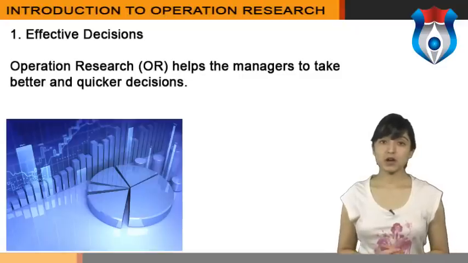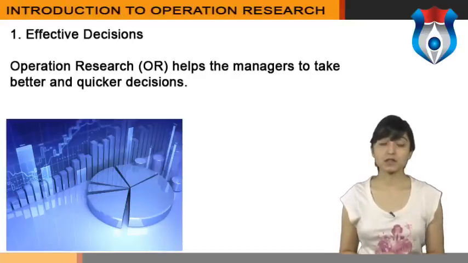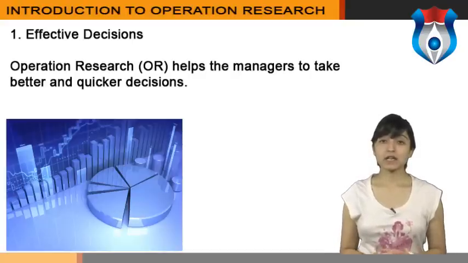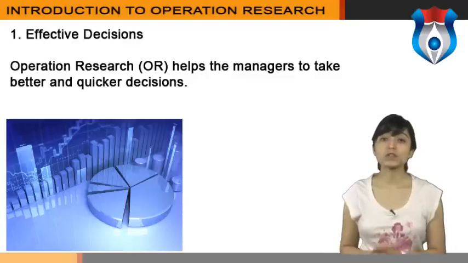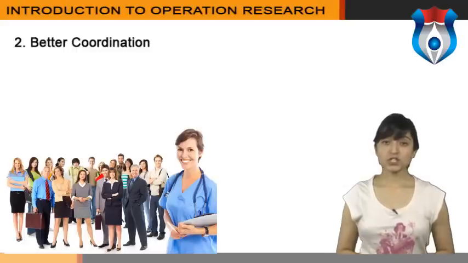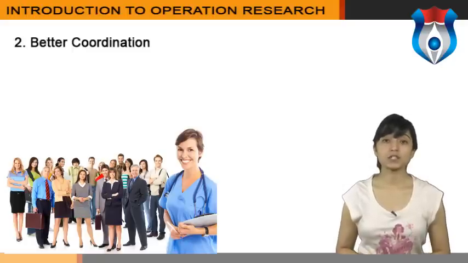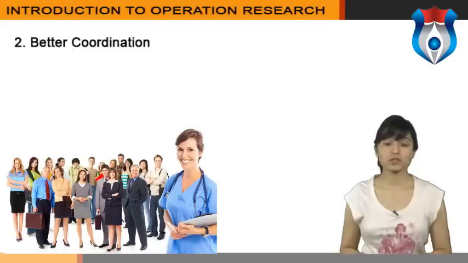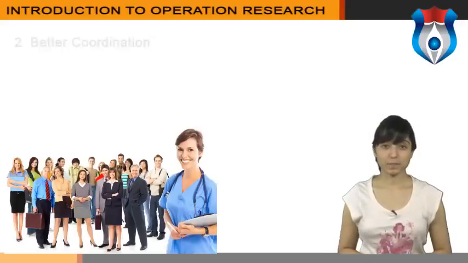Effective decisions: operation research helps the managers to take better and quicker decisions. It increases the number of alternatives. It helps the managers to evaluate the risk and results of all the alternative decisions. Better coordination: operation research helps to coordinate all the decisions of the organization. It coordinates all decisions taken by the different levels of management and the various developments of the organization.